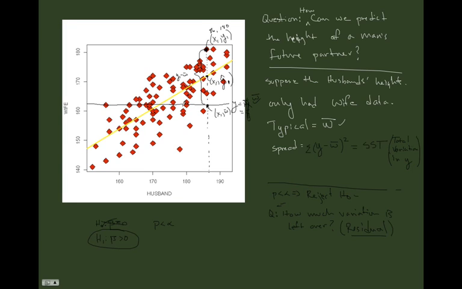So when I go back up here and look at my example, each one of these points is going to have two components now to its variation. This component, the leftover, this is the residual. This distance from the point down to the best fit line is the residual. And then the distance from the point down to the average, this is the explained.